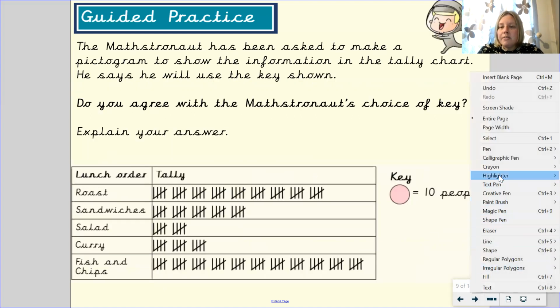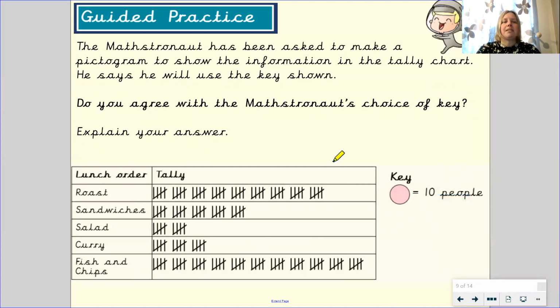Let's look at this question. There's lots of information in this question, so I'm going to highlight it to help us pick out the important bits. The astronaut has been asked to make a pictogram to show the information in the tally chart. He says he will use the key shown. So this is the key that the astronaut is going to use. The astronaut has decided that a circle is equal to 10 people.